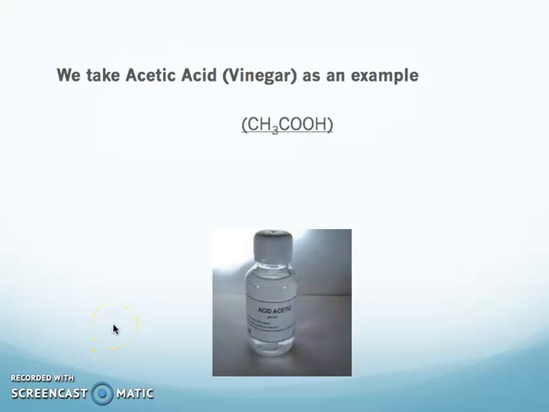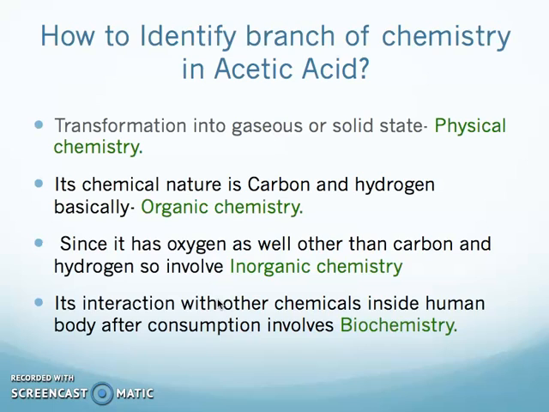Starting by taking the example of acetic acid, commonly called vinegar, which is a very important, routinely available household or kitchen component in your houses. So we take a very basic example of vinegar that has the chemical formula CH3COOH. It is a type of acid because it shows some acidic properties. Now, discussing how to identify a branch of chemistry in acetic acid.